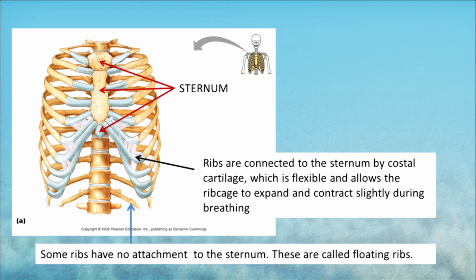And finally, you might notice that some of the ribs are not connected at all. And these are actually special ribs called floating ribs. So these are the ones down at the bottom of the thoracic vertebrae that are not connected to any part of the sternum.